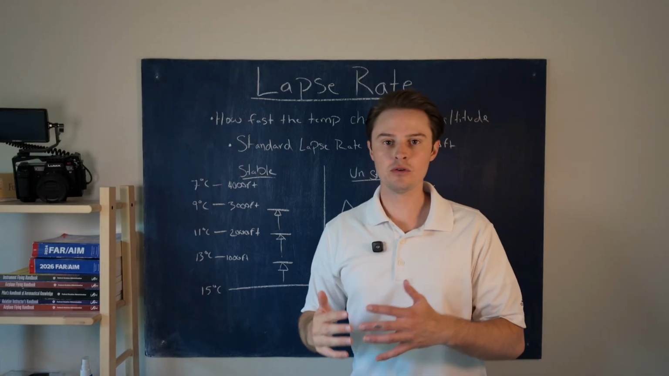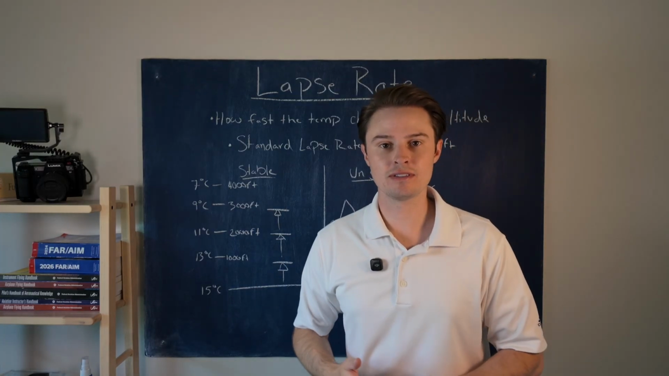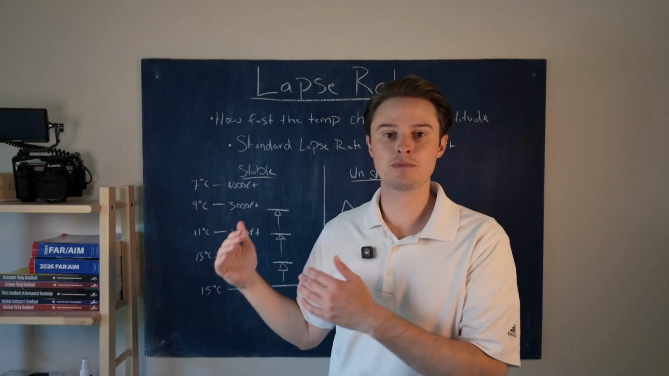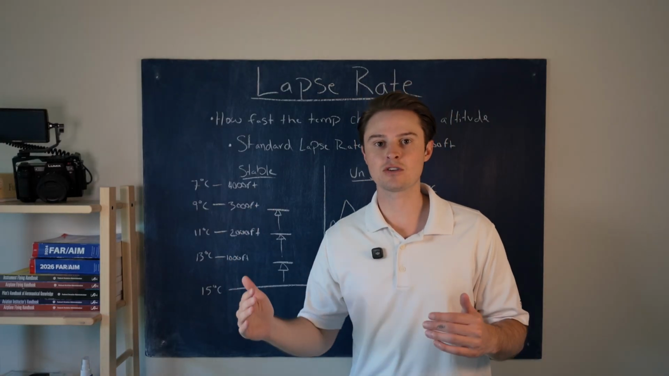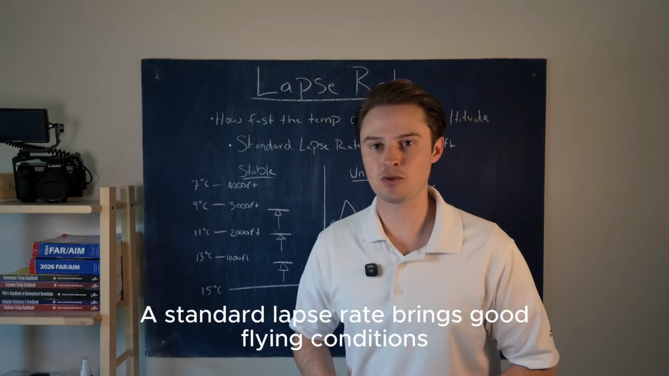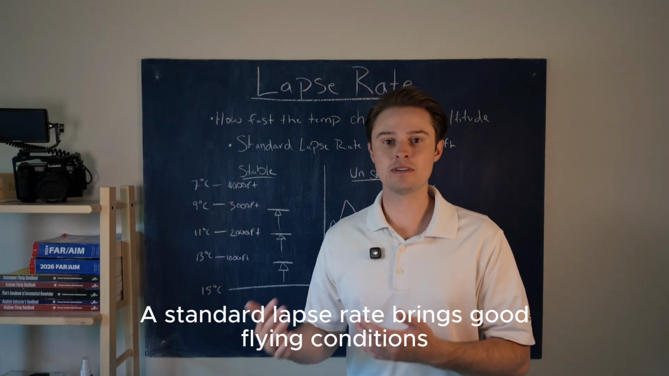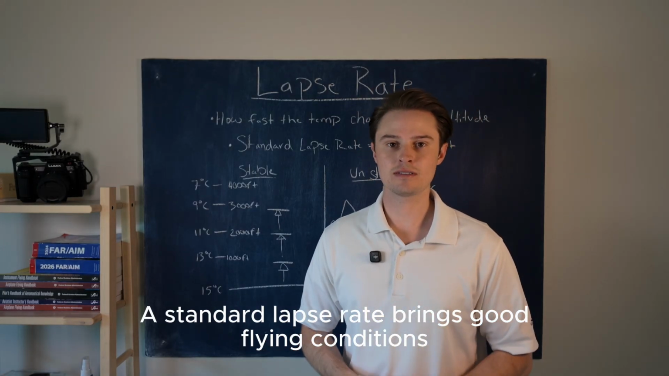So at sea level, the standard temp is 15 degrees Celsius. You go up 1,000 feet, it's gonna drop 2 degrees Celsius. That means it's 13 degrees Celsius. That's a standard lapse rate. And if we see a standard lapse rate, the type of weather that comes with that is very stable and good flying conditions. And this is the reason.